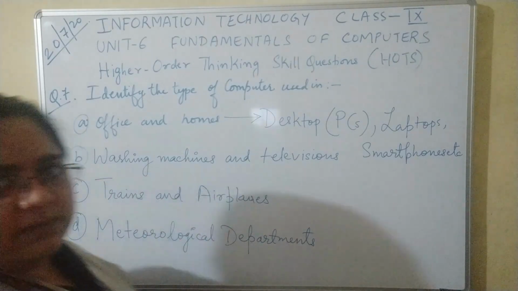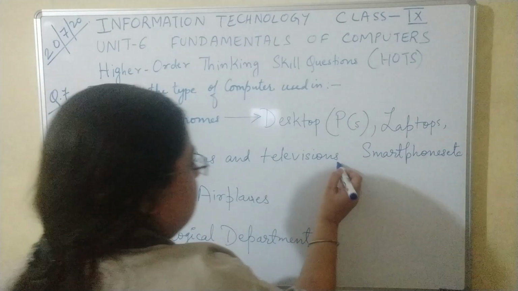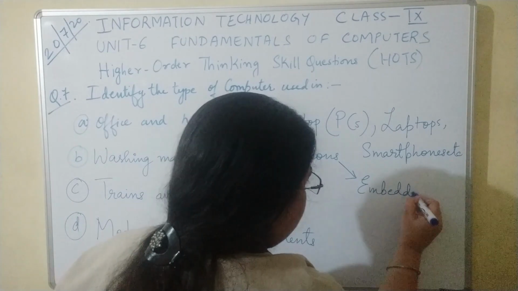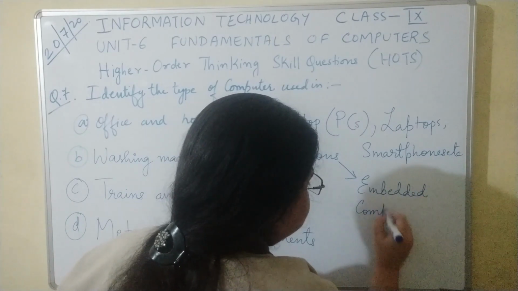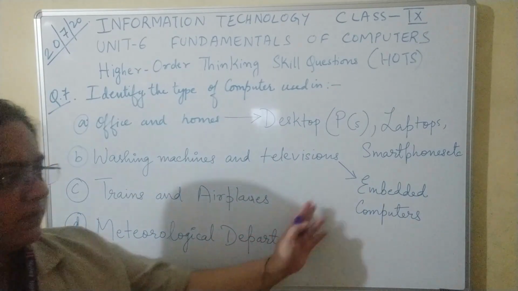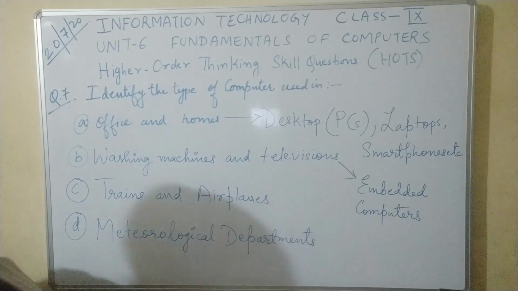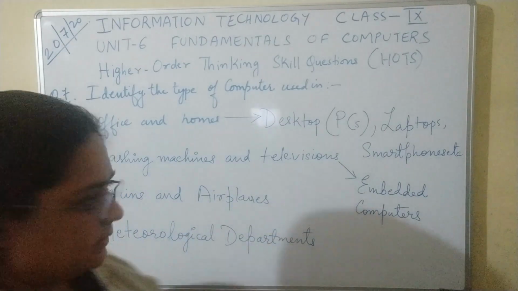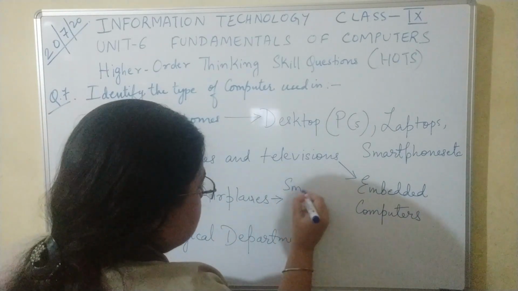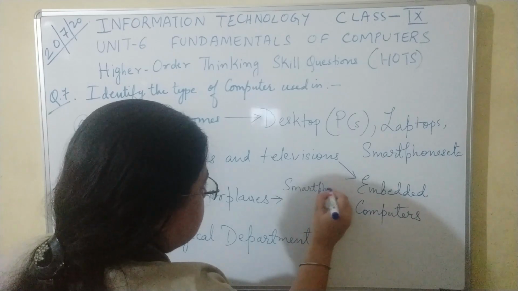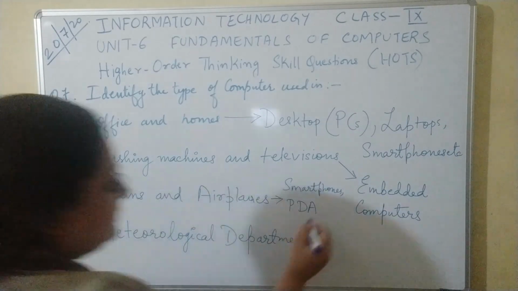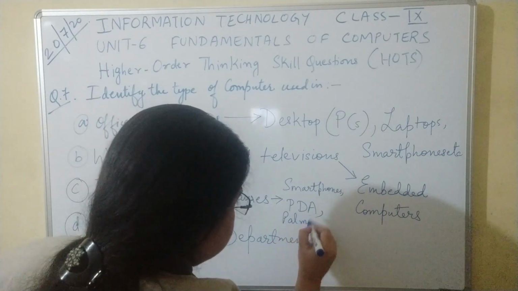Washing machines and televisions. Which type of computers do we use here? In washing machines, we make use of special computers known as embedded computers. In a short while, I'll explain what embedded computers are. Trains and airplanes, what do we use? Smartphones, PDAs, that is personal digital assistants, palmtop computers.